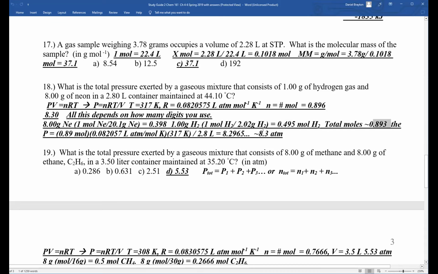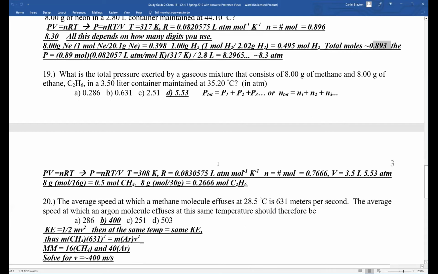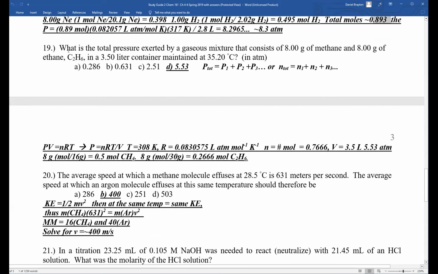This one was a fill in the blank one, and you can look on the last exam for those. I put the number of sig figs, etc., expected or desired. 19, what's the total pressure? So it starts off the same way, with a gas mixture. It looks kind of similar to the last one: 8 grams of methane, 8 grams of ethane in a 3.5 liter container. Pretty similar to the last one, just solving it differently.